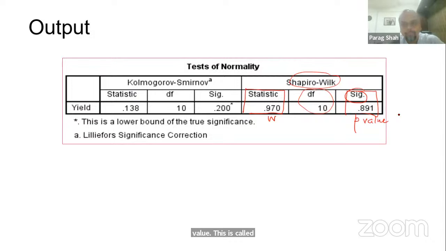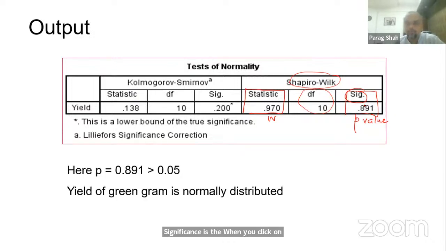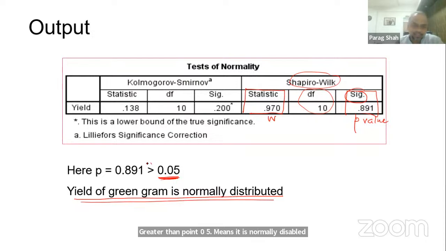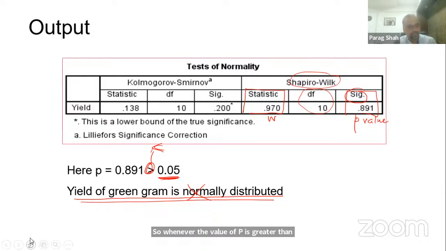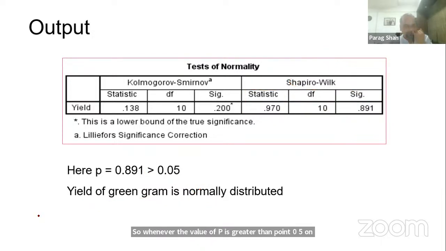Significance is the p-value. So when you click on this, you see p is 0.891, which is greater than 0.05. Greater than 0.05 means it is normally distributed. If it was less than or equal to 0.05, then it is not normally distributed. So whenever the value of p is greater than 0.05, for normality particularly, we will say it is normally distributed. Done up to this.